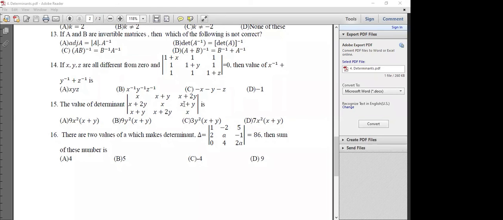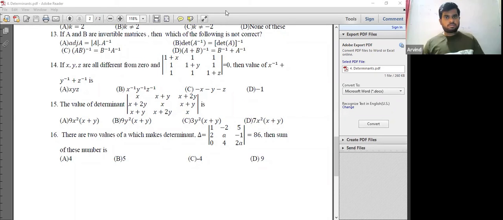Sir, could you please find the value of the determinant, sir? I got different values in the previous problem. Yes, sir. Okay, let's do that. First, I'll make things 0. I'll make this as 0.